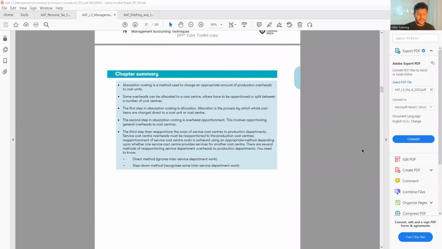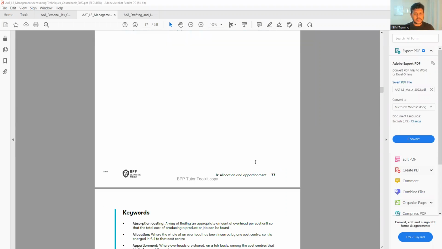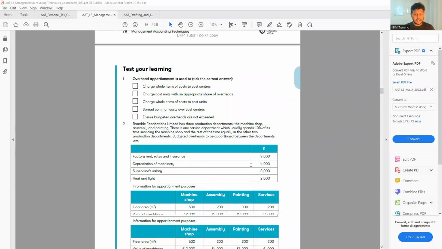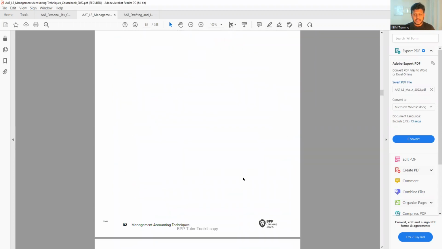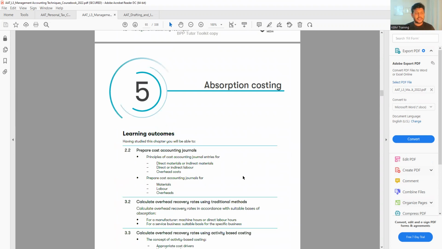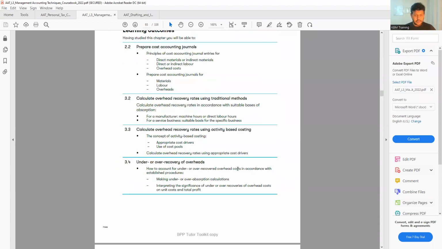So the next chapter we have is absorption costing. And this is very much linked to the chapter we have just done. So it will be kind of the same story that we're going to see, but we're going to look at some methods from this chapter. So let's have a look at absorption costing, what we have here.